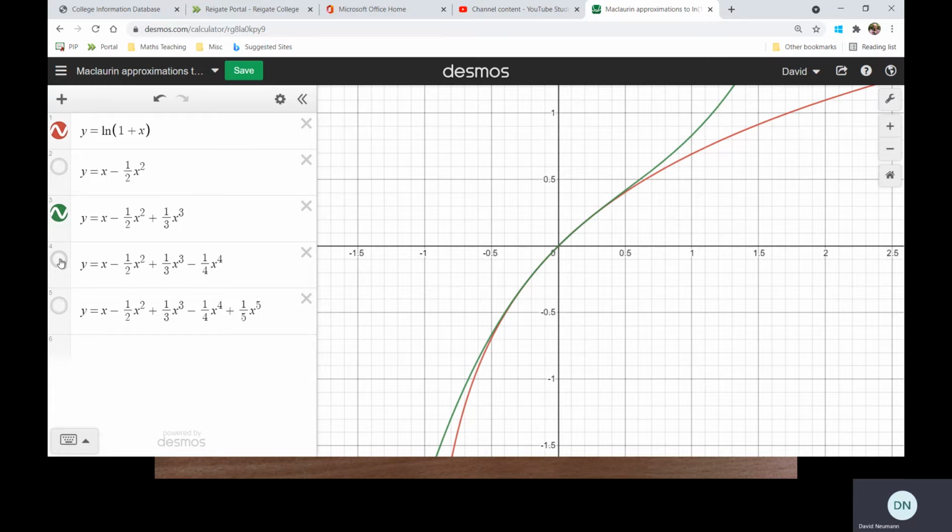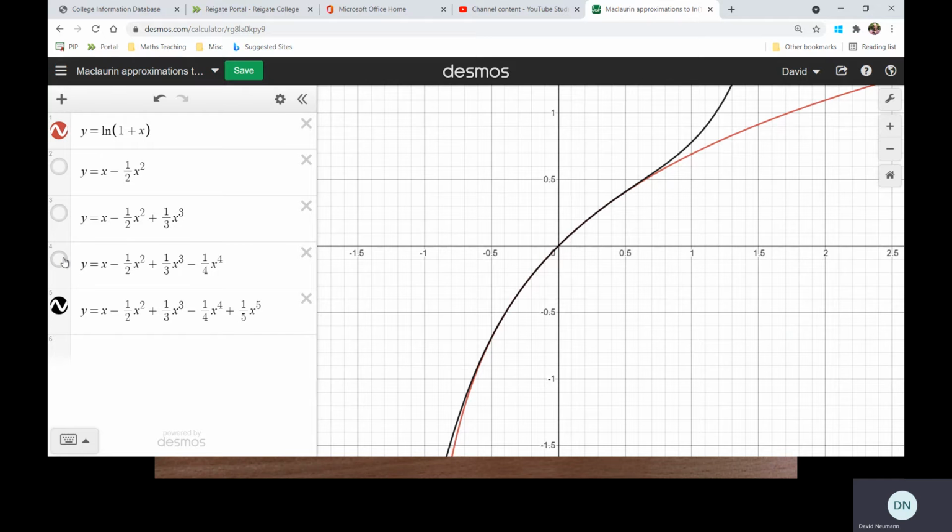If we add in another term, x to the power of 4, it goes back that way again. It's accurate for a little bit further. It's not very much better, is it? But a little bit better. And if we add in the fifth term, again, a little bit better again. So the more terms we have, the better we can model our function.